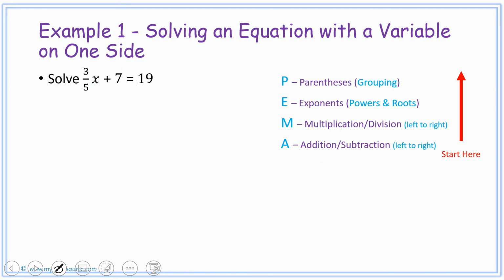Remember, we're going to isolate the variable. So here's example 1. It says solving an equation with a variable on one side. Right? We're using the same examples from the textbook, but a little bit different.